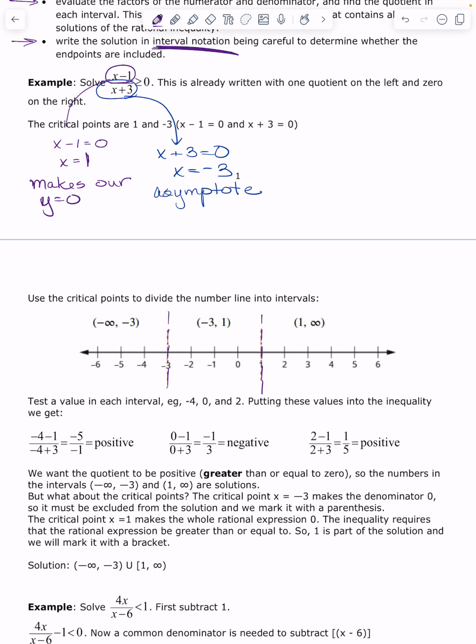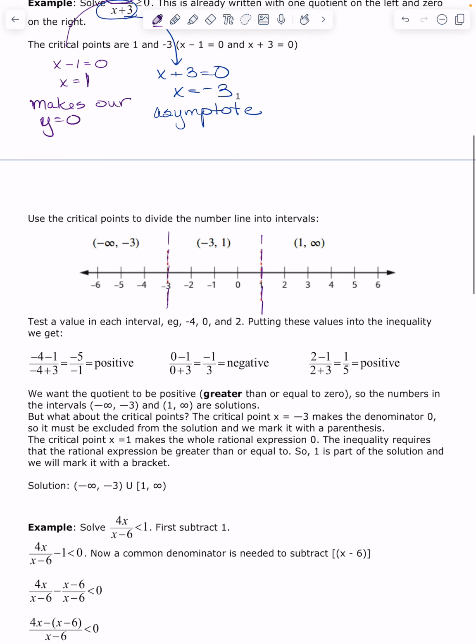And it doesn't really matter here that we distinguish where our asymptotes are, where our zeros are, just that we know that's how we're dividing our intervals. Okay. So I've got 3 intervals. I've got negative infinity to negative 3. I've got negative 3 to positive 1. And I've got 1 to infinity.